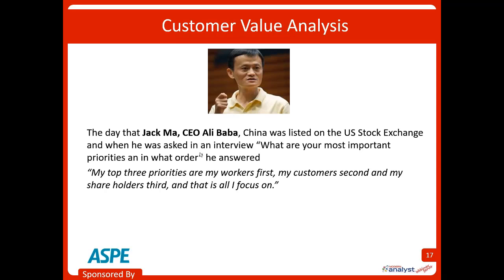Customer value analysis. The most interesting person in this area is Alibaba's Jack Ma. When asked in an interview, when he was first listed on the U.S. Stock Exchange, a company much larger than Amazon, what are your most important priorities in what order? China's on the ascendancy, and China's going to rule because they have so many people and they attract lots of brain power. He said, my top three priorities are my workers first, my customers second, and my shareholders third.